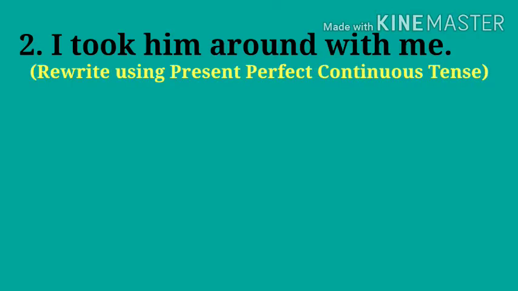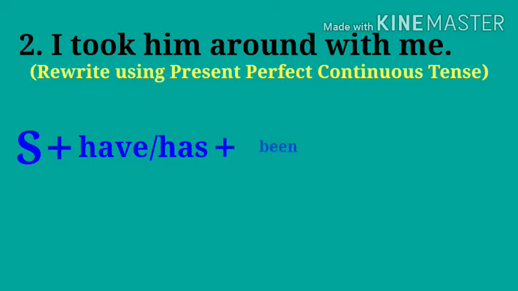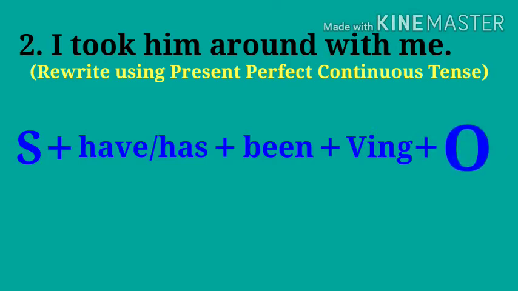Second sentence. See, I took him around with me. Rewrite using present perfect continuous tense. See, just visualize the chart of the structures of the tenses. Present perfect continuous tense means our fourth column. And what is the structure? Subject plus have or has plus been plus ing form of the verb plus object.